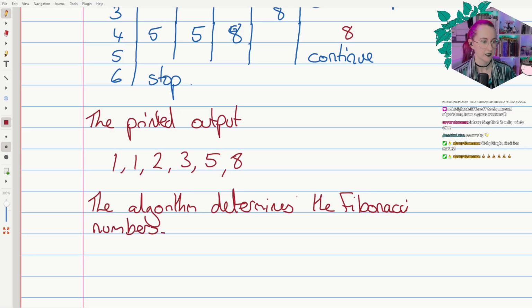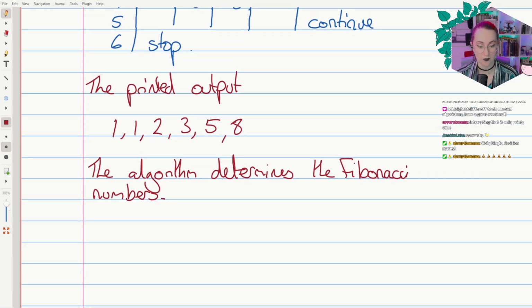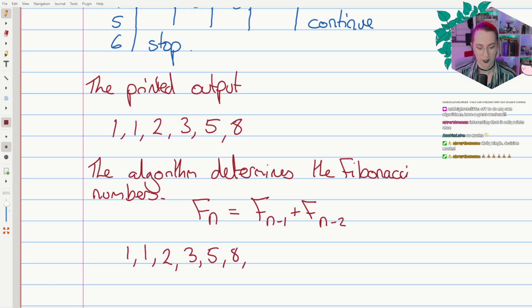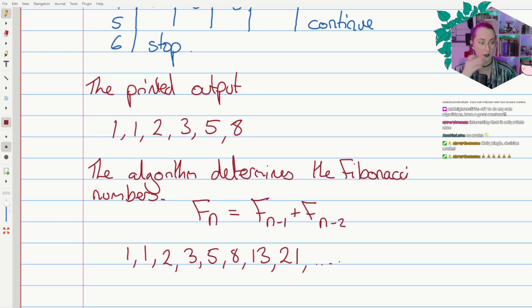So the Fibonacci sequence is a sequence of numbers where each next number is the sum of the previous two. So the Fibonacci numbers, we can write Fn. So the nth Fibonacci number is Fn-1 add Fn-2. And it starts from 1, 1. So 1 add 1, 1, 2, 3, 5, 8, 13, 21, and so on and so on. And each one of these is just the sum of the previous two, which is precisely what that algorithm was doing. It was summing two numbers and then shifting them along, which is quite cool.